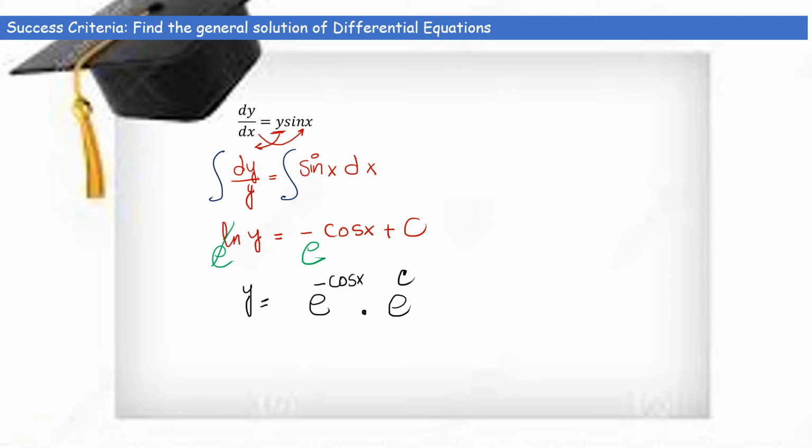Because e to the power c is also a constant, we can write it as c times e to the power negative cosine x. Now we don't need to write the power with a negative sign, so bring it into the denominator to make the power positive. So it will give you e to the power cosine x.